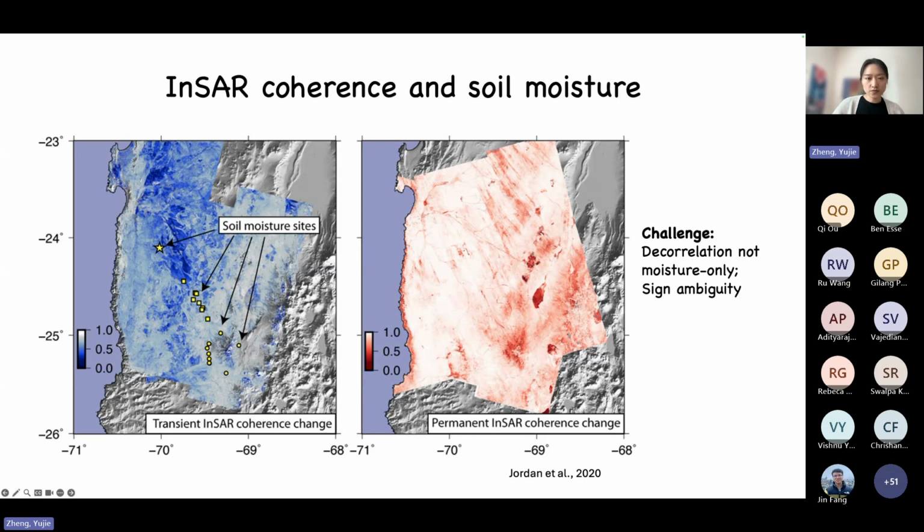Another issue for using InSAR coherence for soil moisture is the sign ambiguity, because either an increase in soil moisture or a decrease in soil moisture will result in the same InSAR coherence. So that's also a fundamental non-uniqueness. So essentially, while coherence is clearly sensitive to soil moisture, using coherence alone for soil moisture inversion is also challenging.